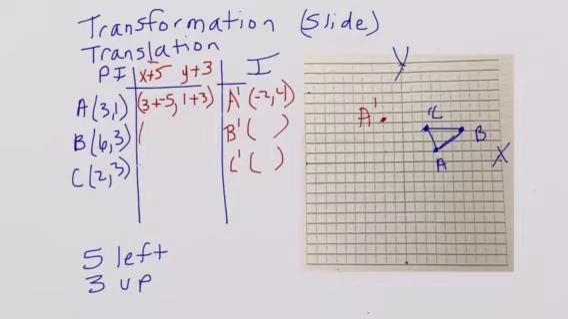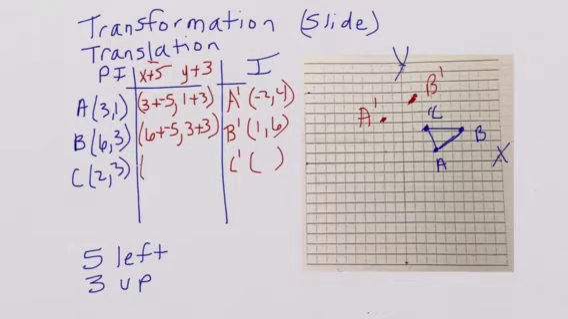Now we're going to do B. So we're going to take our 6, which is our x coordinate, plus -5 because we're going 5 to the left, and we're going to take our 3 plus 3 because we're going 3 up. Our new coordinate is going to be 1, 6. So we're going to go over to our B, and we're going to go 5 to the left, 1, 2, 3, 4, 5, and then we're going to go up 3, 1, 2, 3. And that point should be 1, 6. So we have it in the right spot, and that is our B prime.